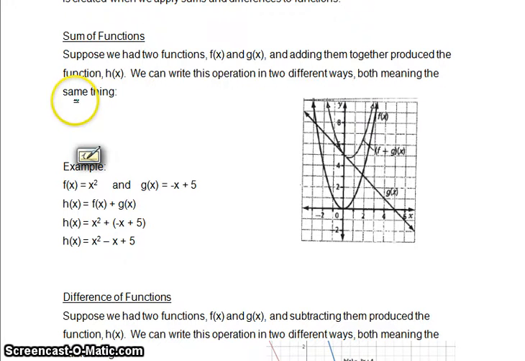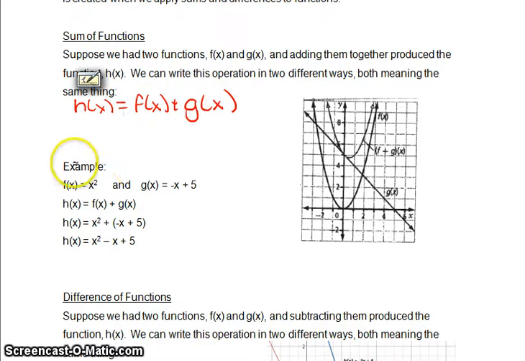The first way we can represent h of x is f of x plus g of x. Sounds pretty simple. The second one might be a little trickier, but essentially it's saying the exact same thing. In brackets we have f plus g, the functions f and g, and we're working with a variable x, okay? These are both saying the exact same thing. We're adding two functions, f of x and g of x, and our result is h of x, okay?